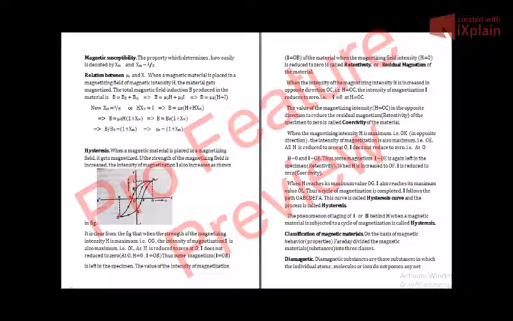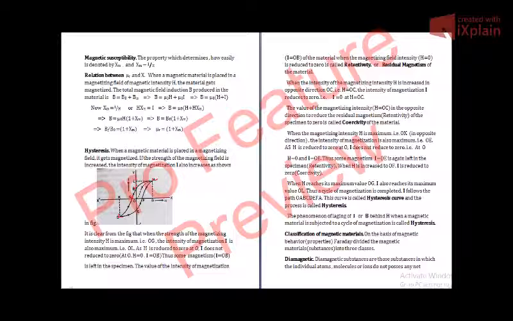When H reaches its maximum value, I also reaches its maximum value OL. Thus, a cycle of magnetization is completed. I follows the path O A B C D E F A. This curve is called hysteresis curve, and the process is called hysteresis.